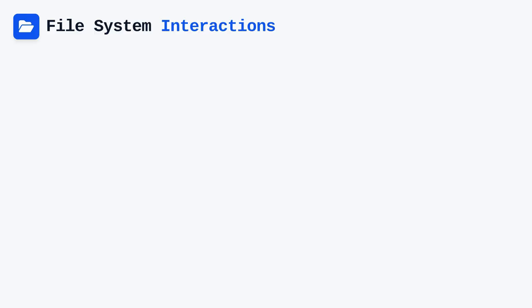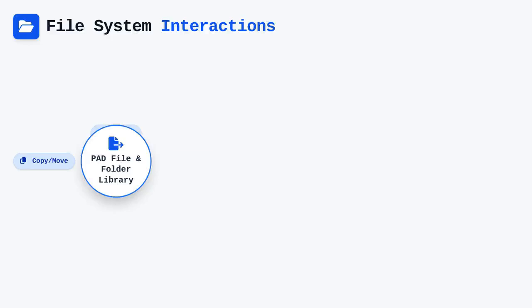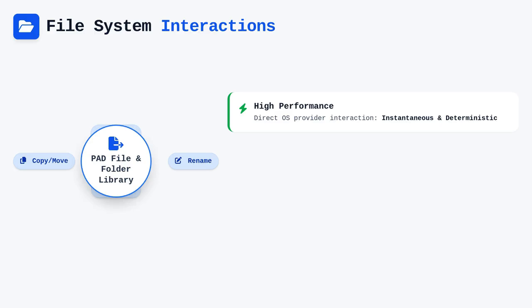Moving beyond the boundaries of specific applications, we frequently need to interact with the broader file system. Power Automate Desktop offers an extensive library of actions to manage file operations, including creating, moving, renaming, copying, and deleting files and folders. These operations are essential for tasks like archiving processed reports, preparing input datasets, or cleaning up temporary directory structures. Unlike UI interactions, these operations interact directly with the operating system file provider, making them instantaneous and deterministic.